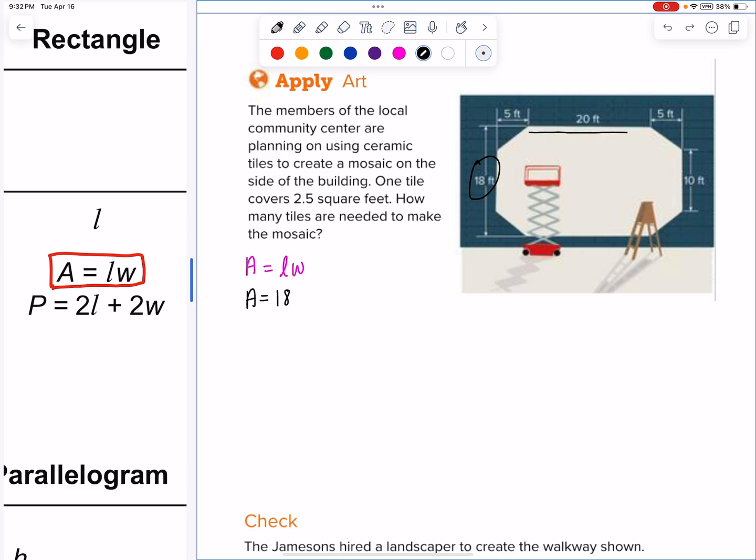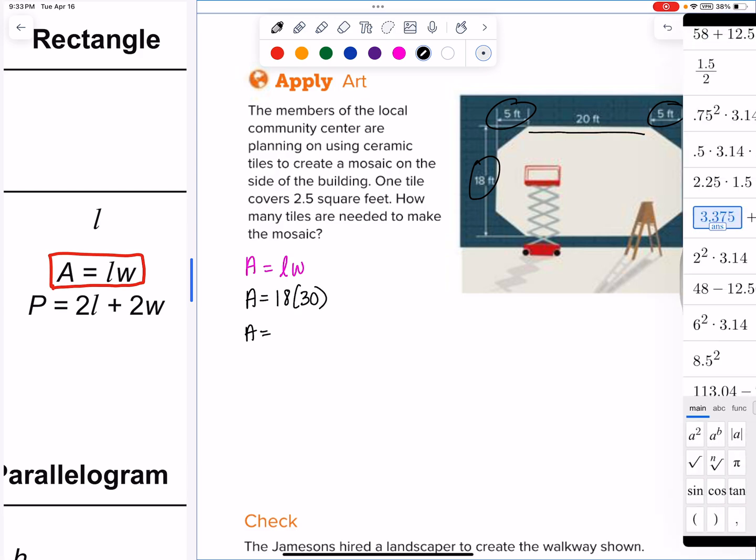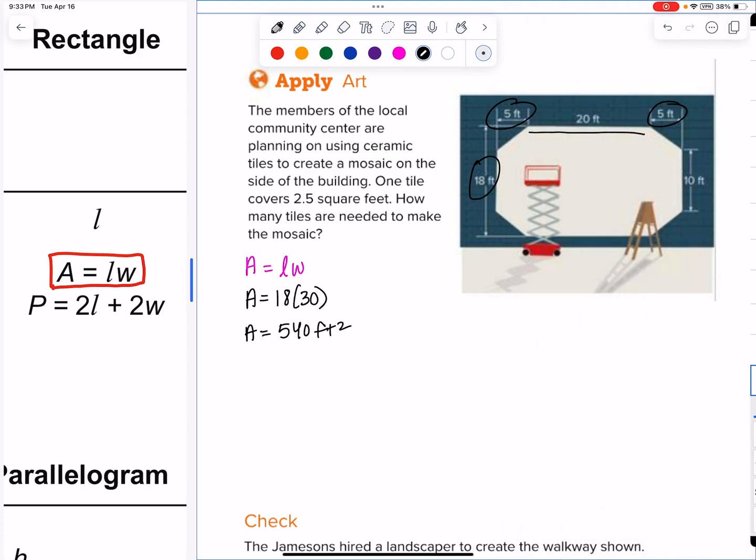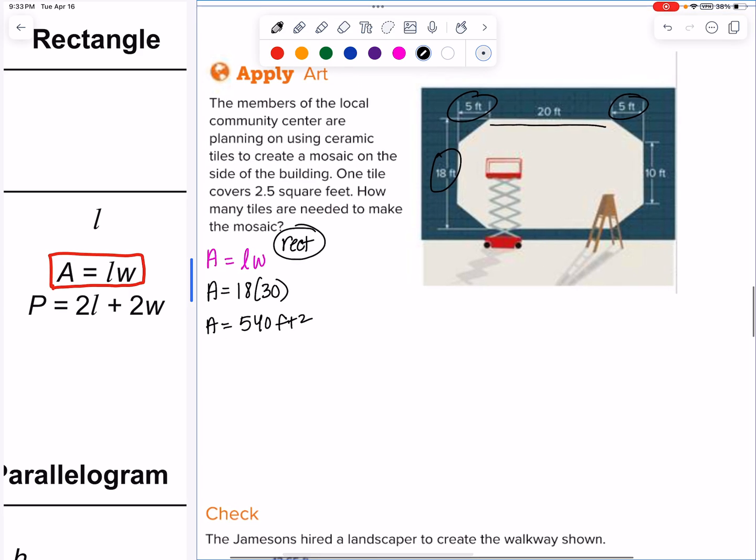I think this is 20, this is 5, this is 5. So the whole rectangle is 20 plus 5 plus 5, which is 30. So I think this is our length and our width, okay? And then we have our area equals 18 times 30, and we get 540, and it's feet squared. And remember, we want to label things. This is my rectangle. So now let's do those little triangles.